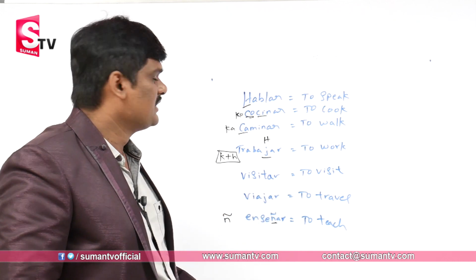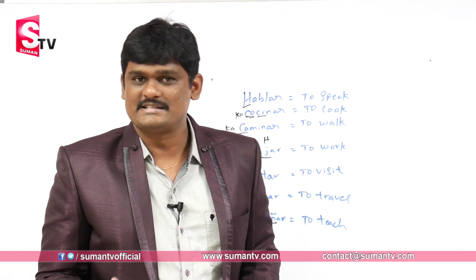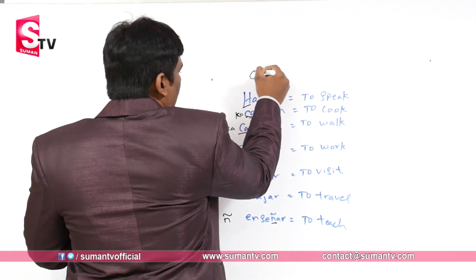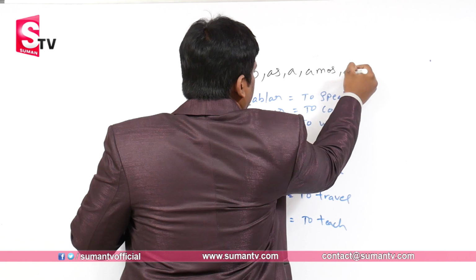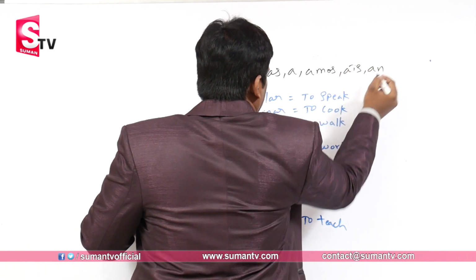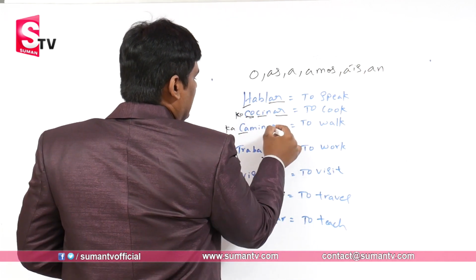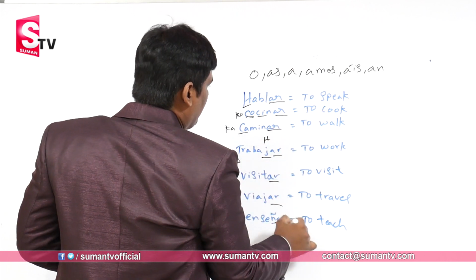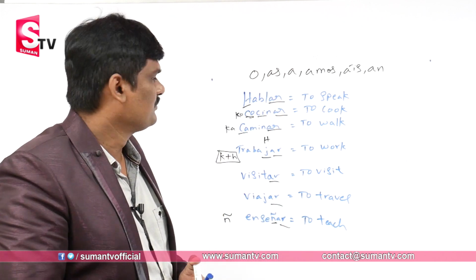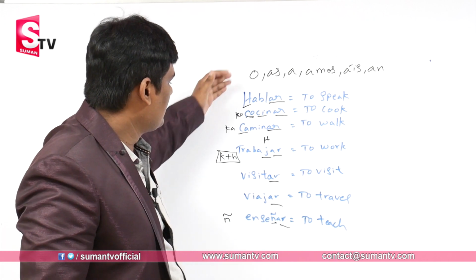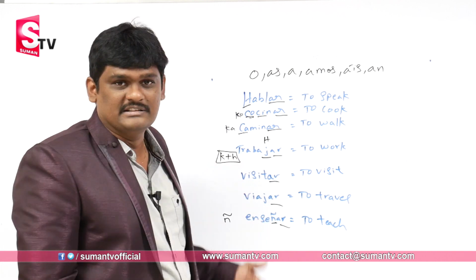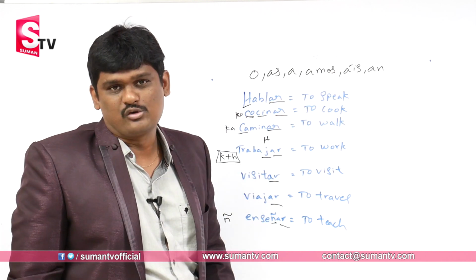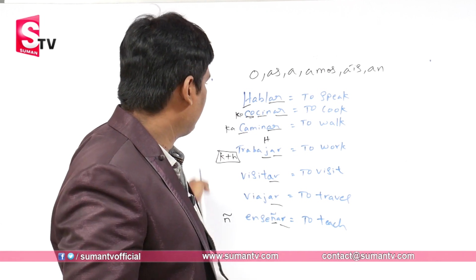For all these verbs, the conjugation rules are the same. Those are o, as, a, amos, áis, an. We have to just remove this ending AR. We have to keep this form. Hablo, cocino, camino, trabajo, visito, viajo, enseño. The similar way you can frame all these conjugations. So this is just to revise all these verbs and these conjugations.